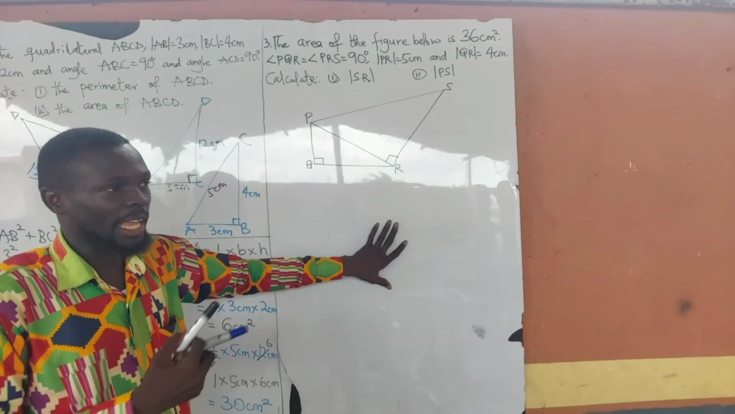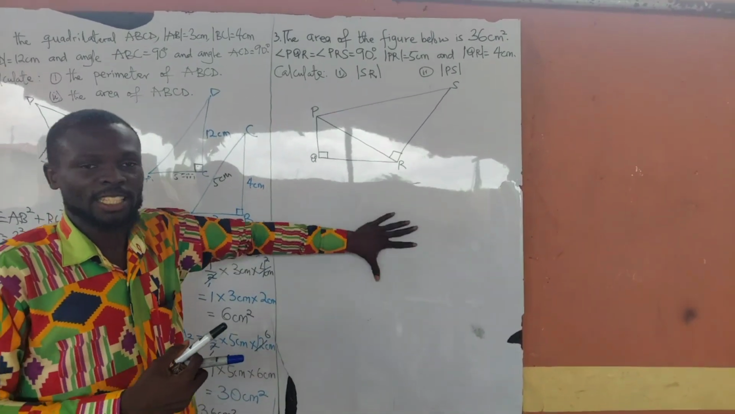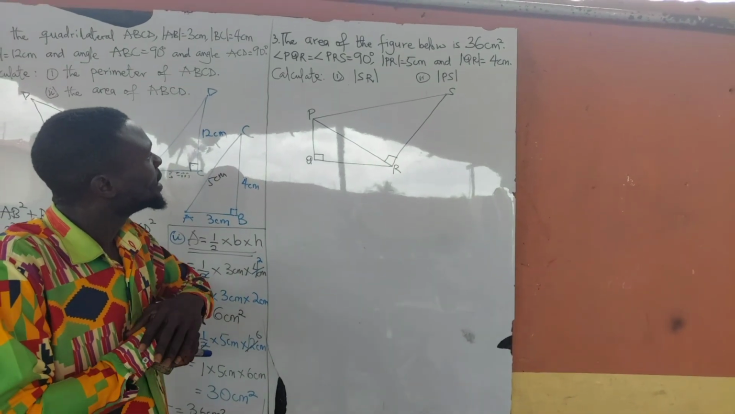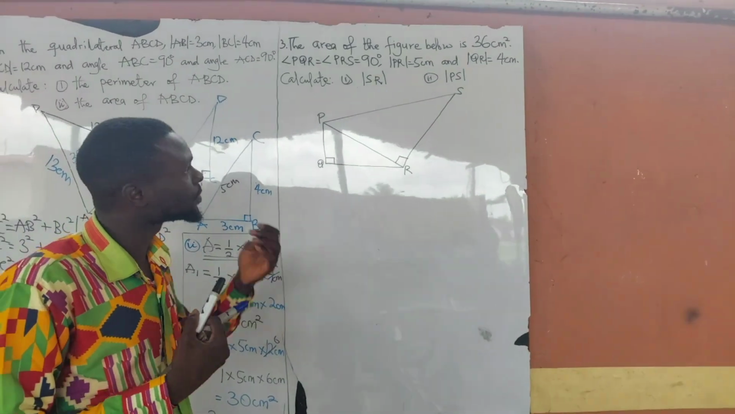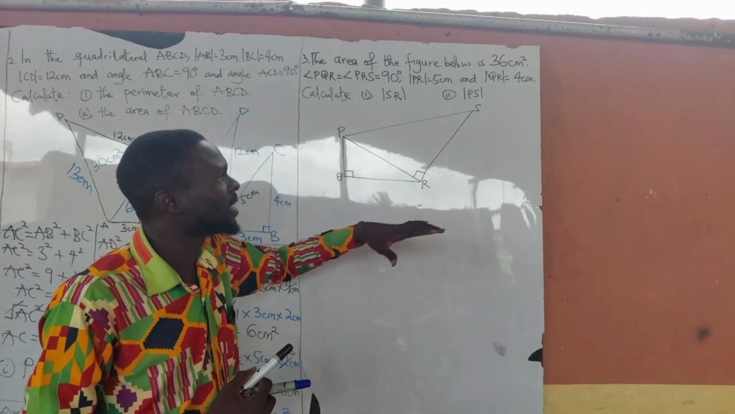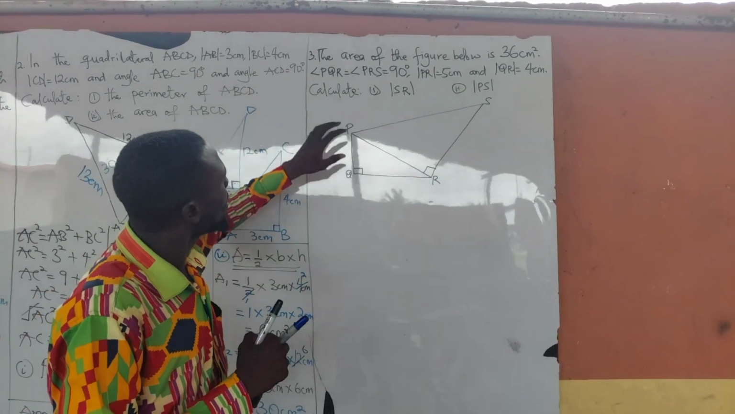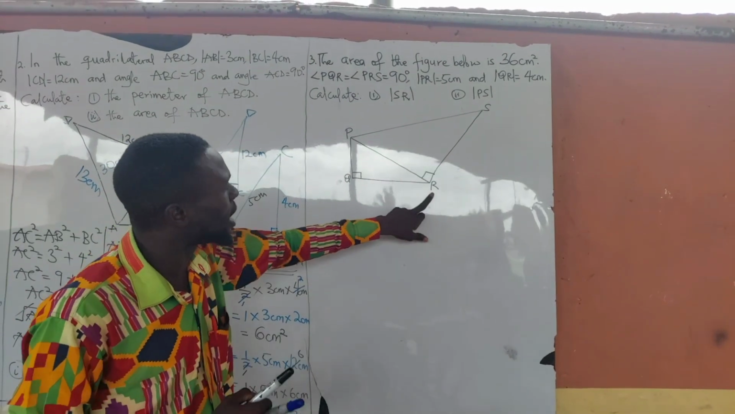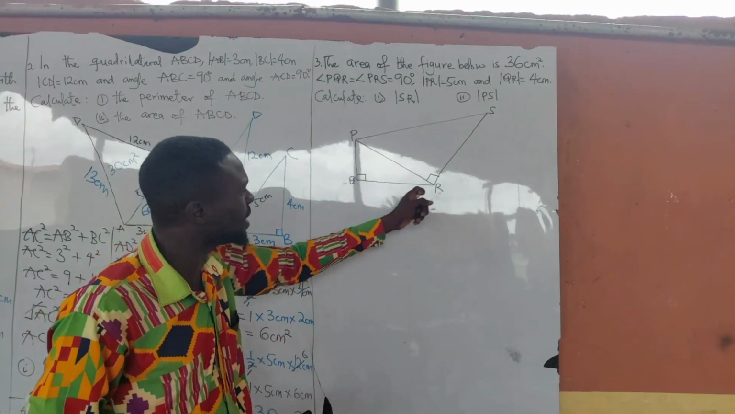If we are to meet this thing, God willing, somewhere on 13th August, or 12th August, see what we got to do. The area of the figure below is 36 centimeters squared. So they've given you the area of everything here, 36 centimeters squared. Angle PQR is equal to angle PRQ, which is 90 degrees. So you can see the 90, you can see the 90.